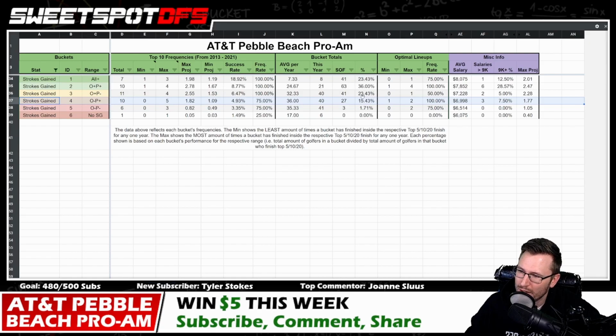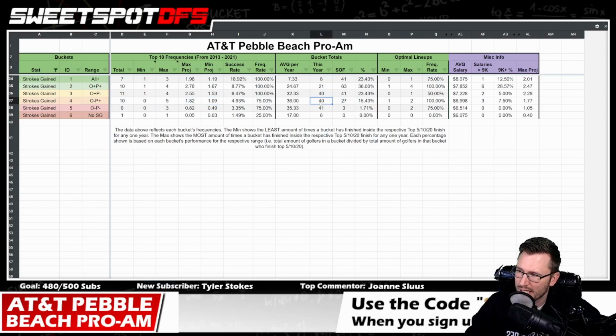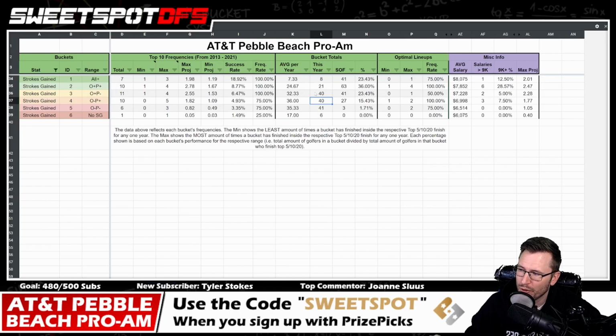Strokes gained 4. 100% frequency in the optimal lineups. 40 golfers in that bucket this year. 36 on average. Projection is 0 to 2. I mean, the minimum is over 1, which is like, hey, this is actually not a bad choice, but it is a volume-driven bucket, and that's probably why it's not super. I mean, that's probably why the projection is actually as high as it is. Because if it didn't have 40 golfers in it and say it had 20, it would definitely plummet down to 0 to 2. Really easy.